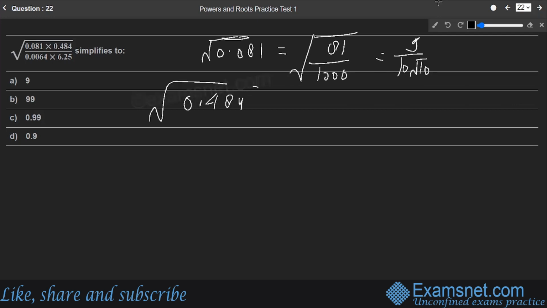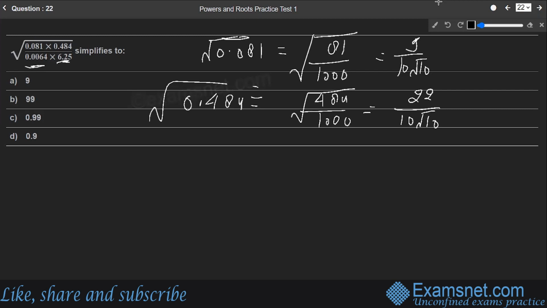The under root of 0.484 is nothing but the under root of 484 divided by 1000 again. And 484's under root is nothing but 22, so it can be written as 22 divided by 10 root 10 again. On the denominator side as well, we can find out 0.0064. The under root is clearly 64 divided by 10,000, that is nothing but 8 by 100. Similarly, we can find out the under root of 6.25 as well.